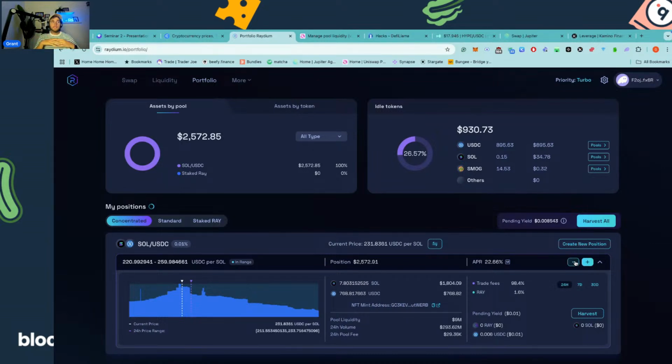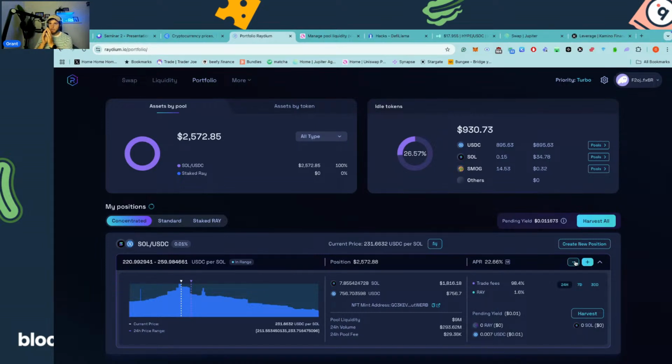But if you want to be a little bit more strategic about it, think about it this way: the tighter you can get your range, it's going to drastically improve your APR, right? Let's say we have $10,000, for example. Your $10,000 has to be spread from 0 to infinity, right? That's not efficient. What happens if it only has to be spread across the position that we've just put in, from 220 to 259?